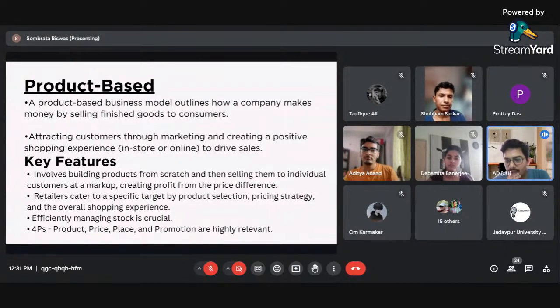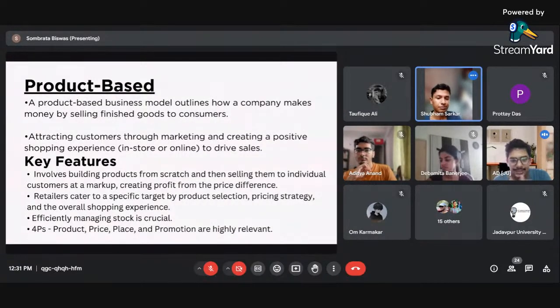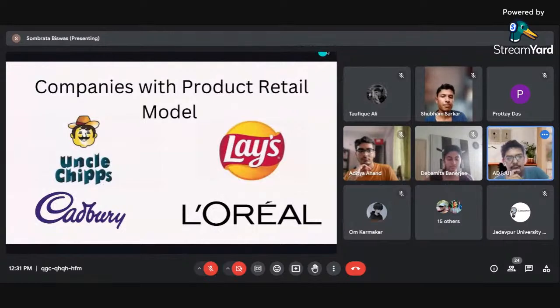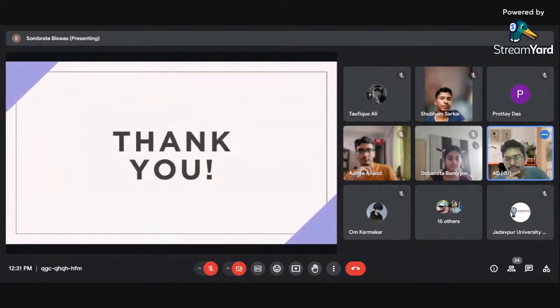So does anyone know about markup? What do you mean by markup here? The price you charge above the cost price so that you can make a profit. Okay, right. Good one. Okay, next slide. Now, these are some of the companies that are based on the product retail business model: Uncle Chips, Lay's, Cadbury, L'Oreal. Okay, that's it from my side. Thank you. Thanks for joining us.